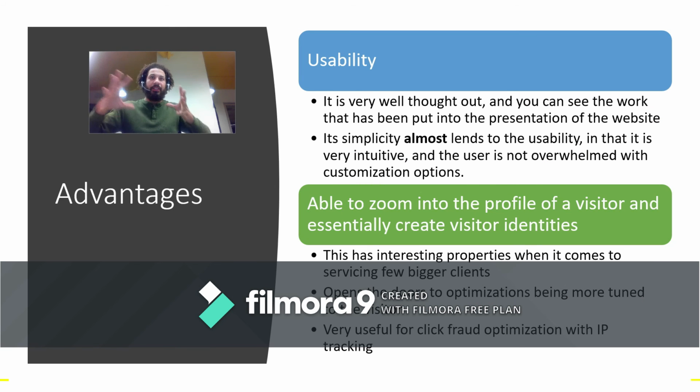So in general, to summarize, the advantages of StatCounter is its usability, right? I feel like it was very well thought out. It's clean, it has a crisp feel to it, so very professional. It's a simple website, so it almost lends to the usability, and it's a very intuitive setup. I also like the ability to track a user by their IP. They use the IP address to form a profile about a visitor, which essentially creates visitor identities, which can be used for all sorts of analytics and tuning queries and anything like that. And also the click fraud detection.